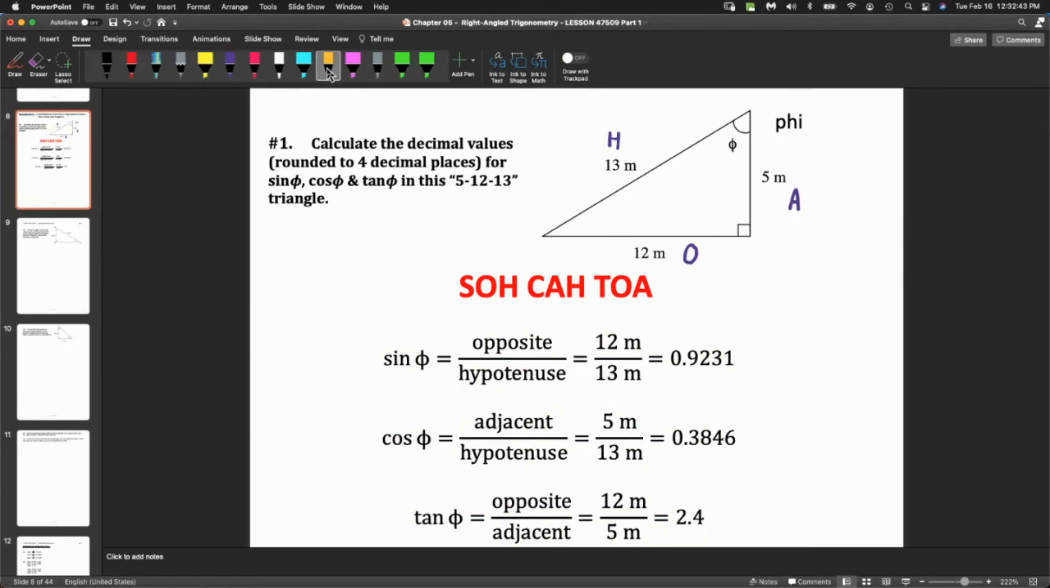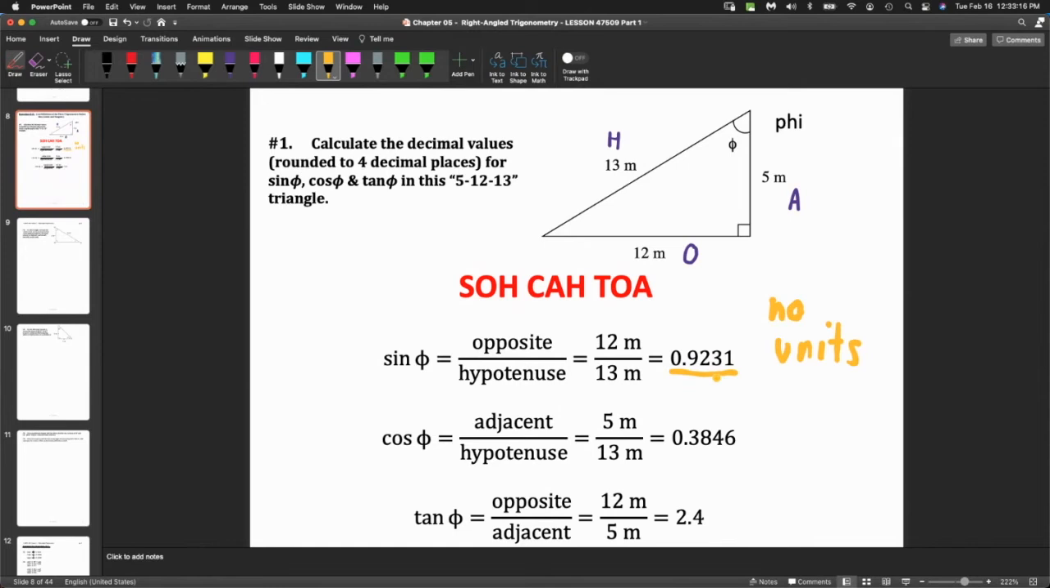Can someone tell the class, for this number right here, what are the units? What are the units for this number? That is correct, Daniel. That is correct, my friend. There are no units. This number, 0.9231, is a ratio.